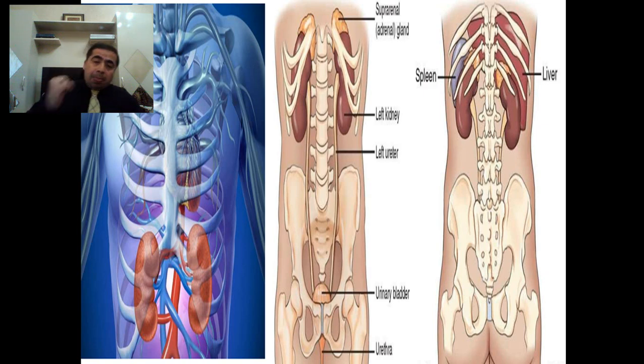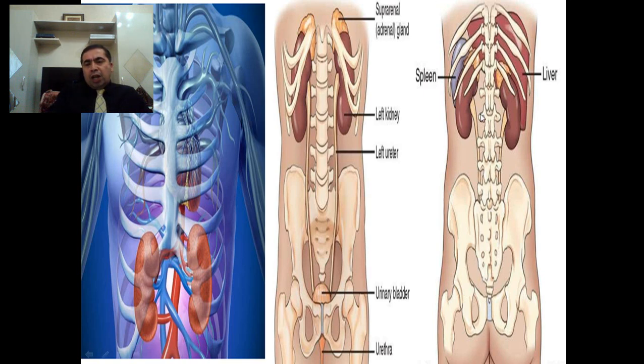As I noted, the left kidney is located higher than the right kidney. The upper pole of the left kidney is located at the level of the disc between the 11th and 12th thoracic vertebrae, and the lower pole of the left kidney is located at the level of the intervertebral disc between L2 and L3. L2 is the 2nd lumbar and L3 the 3rd lumbar vertebra.